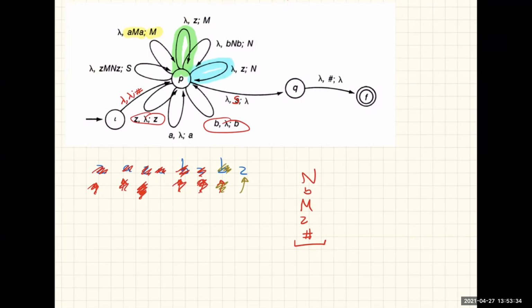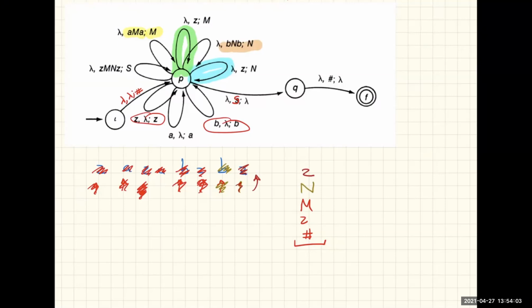And sorry, yes, we consume the B. And now we have B and B. B and B that we have here. So we will take out this B and B and change it for an N. And finally, we will consume this Z and see what we have here.